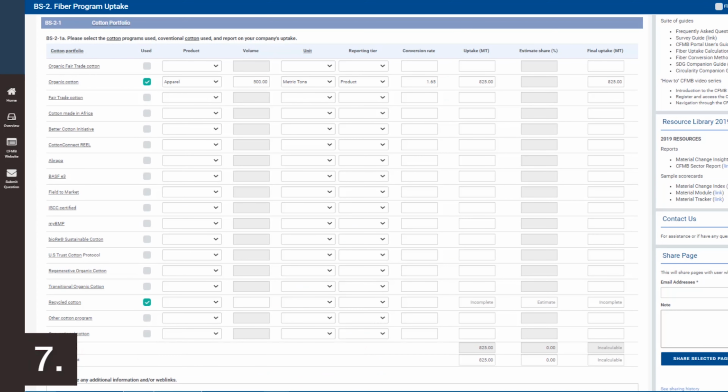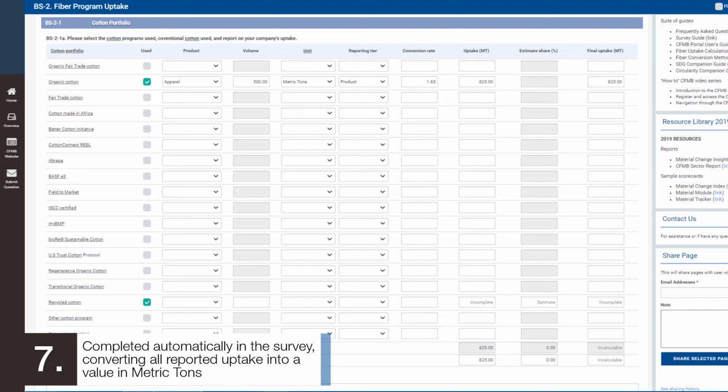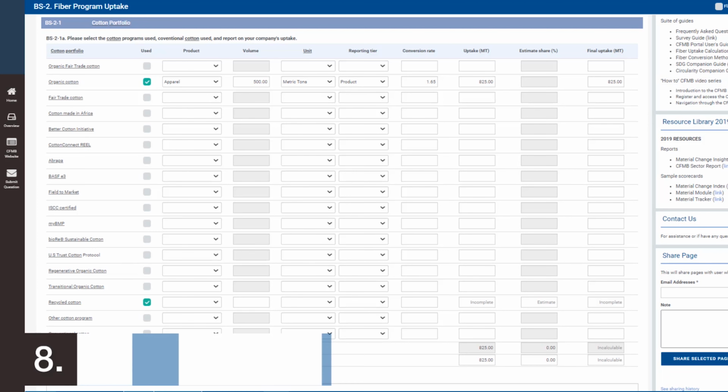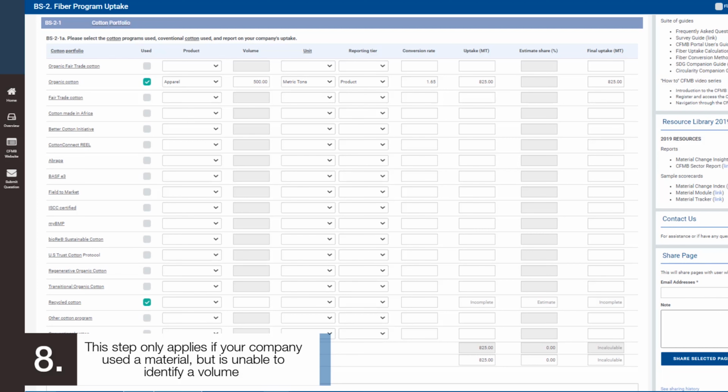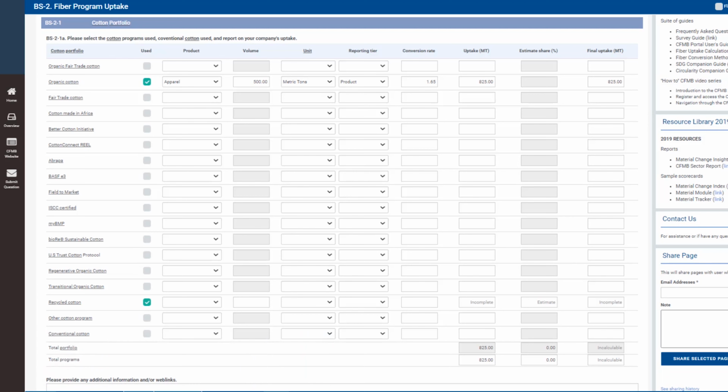Step 7 is completed automatically in the survey, converting all reported uptake into a value in metric tons. Step 8 is Estimate Share Percentage. This step only applies if your company used a material but is unable to identify a volume. If this is the case, please enter an approximate percentage that material represents of your sourcing of that material type.